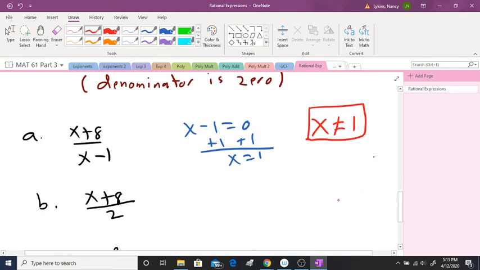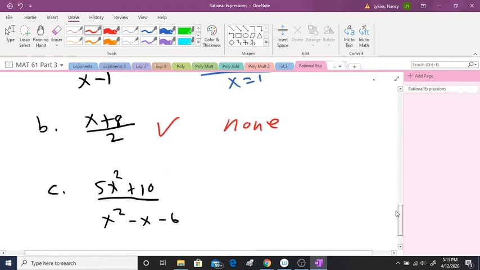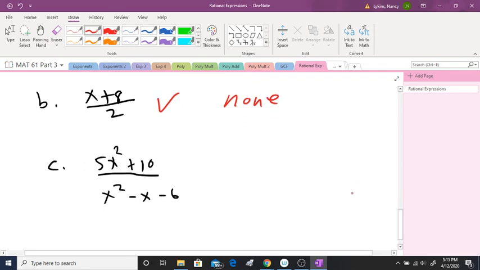Take a look at B, x plus 8 over 2. So that means 2, I don't have a variable, so this one is an OK one. So there's none that will cause this to be undefined. Now what about my last one?